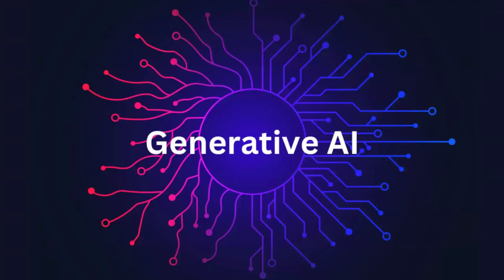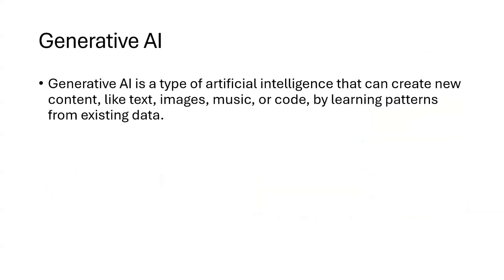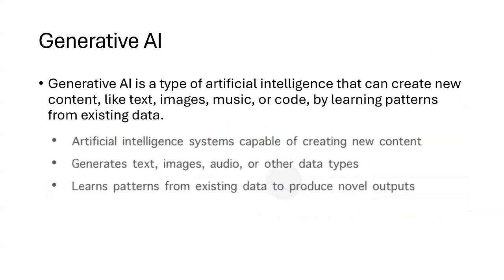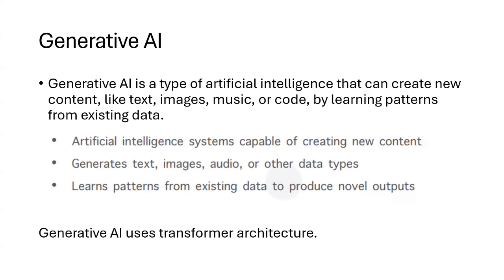And there is something called generative AI, right? So we had LLM, and now we have generative AI. Generative AI is a type of artificial intelligence that can create new content like text, image, music, or code by learning patterns from existing data. What I'm trying to say, an artificial intelligence system capable of creating new content. It can generate text, image, audio, and other data types, learning patterns from the existing data to produce novel, new outputs, right? And generative AI uses transformer architecture, in fact, the generative transformer decoder architecture.